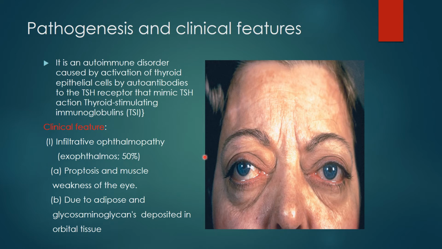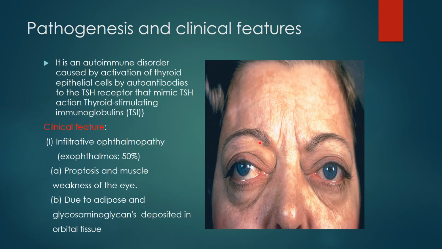Second cause is inflammation with edema and swelling of the extraocular muscles. Eye muscles swell up and there is an inflammation which results in this bulging of the eyeball. Then there is an accumulation of extracellular matrix components, specifically hydrophilic glycosaminoglycans such as hyaluronic acid and chondroitin sulfate. If these start depositing, it also causes this bulging and swelling.